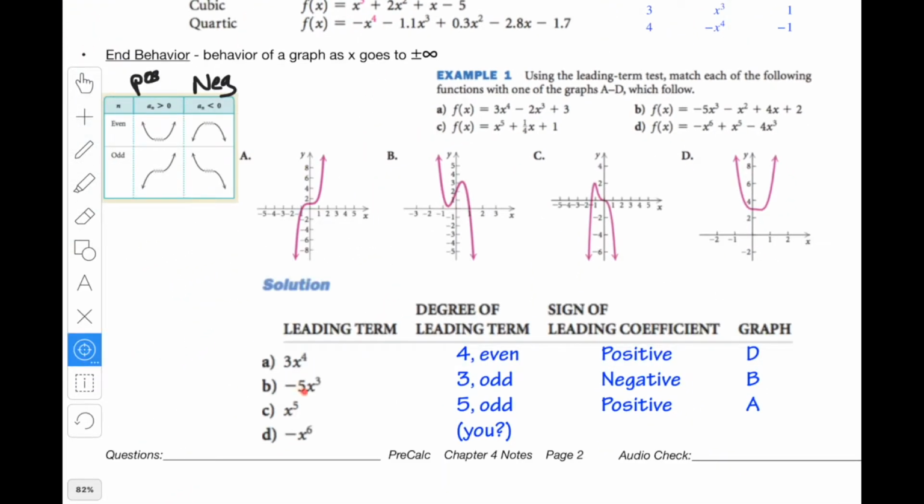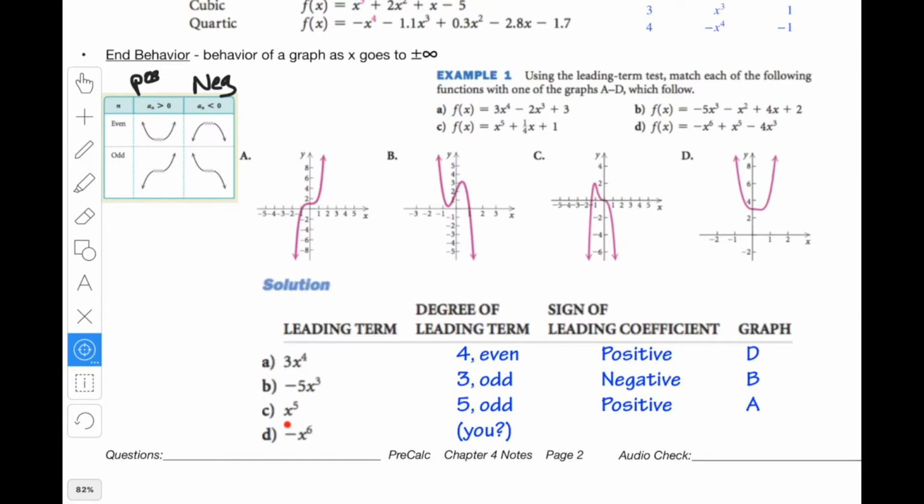Here we can see that for part B, the degree of the leading term is 3, which is odd. So it's going to be one of these two, and then the sign of the leading coefficient is negative. Because the sign of the leading coefficient is negative, coming in to the left, it's going to go to positive infinity, and to the right, it's going to go down to negative infinity. That's not A. It's not B. Oh yeah, it is B. There it is. It goes up to positive infinity and goes down to negative infinity. So that's why you know this is B right here.